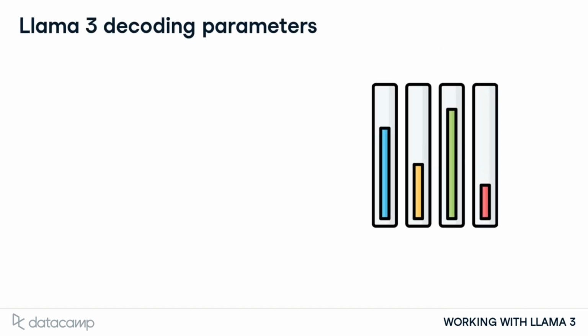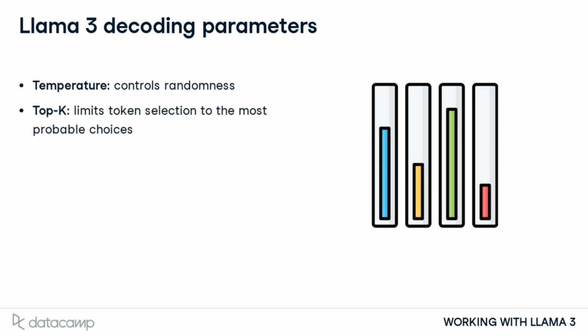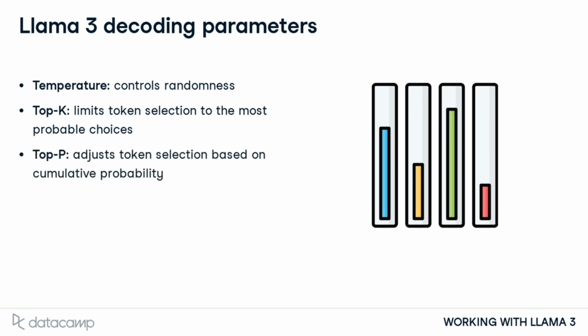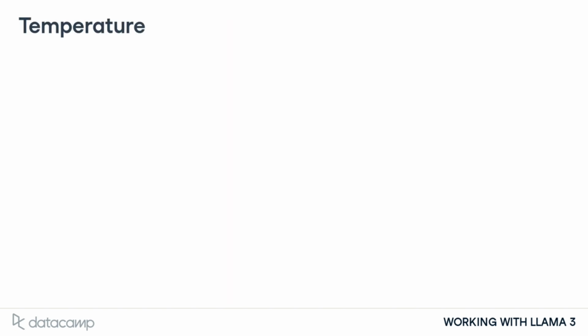We'll take a look at 4 key parameters. The temperature controls randomness. Top K limits token selection to the most probable choices. Top P adjusts token selection based on cumulative probability. Max tokens limits response length. Let's see the parameters in action.